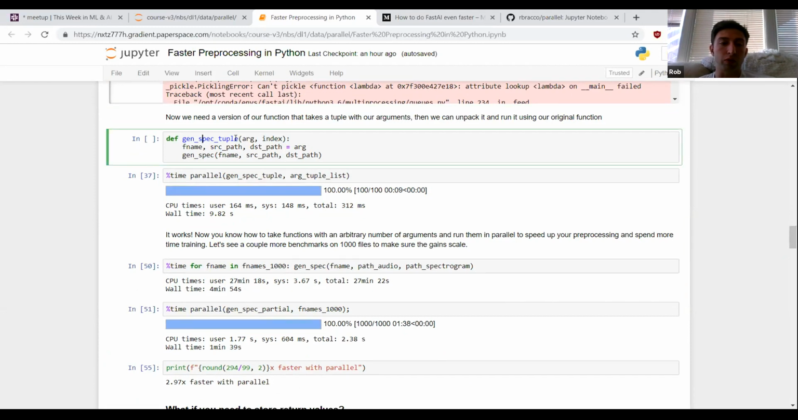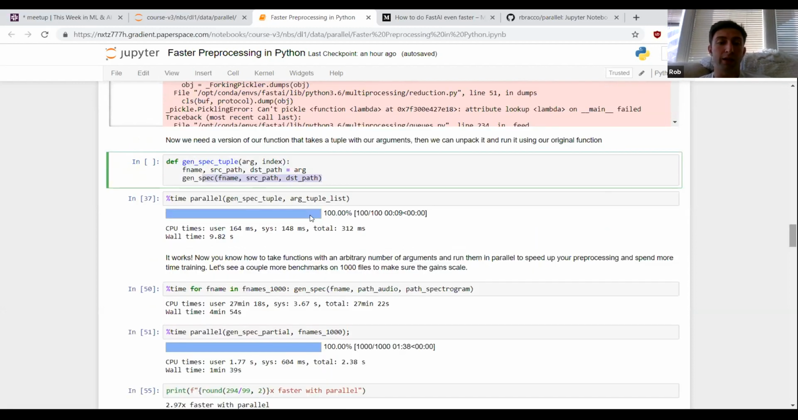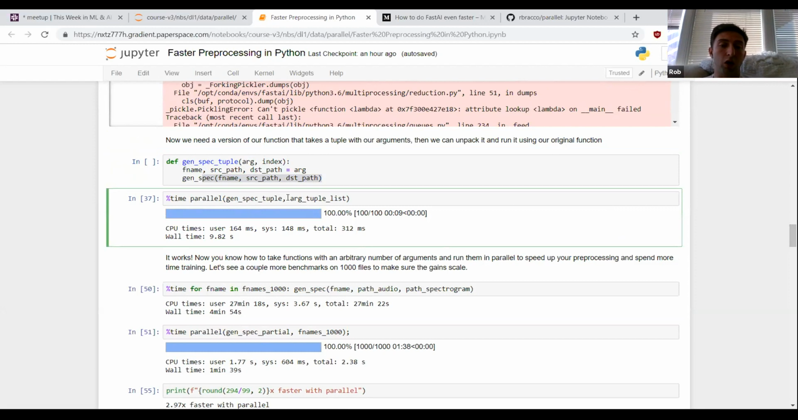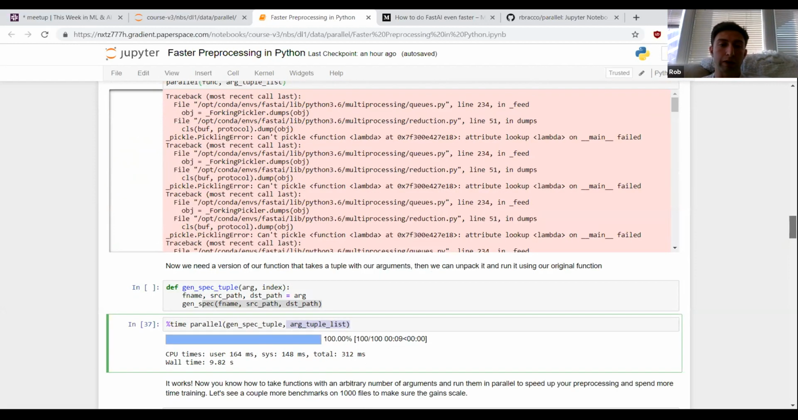The genspec tuple is really simple. You take a kind of argument that's a tuple, you unpack it here into your things, and then you call your original. And then you can pass it to parallel along with a list of tuples containing your arguments. So I have one of those.